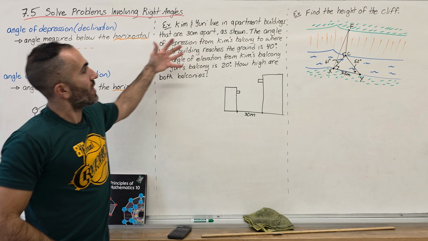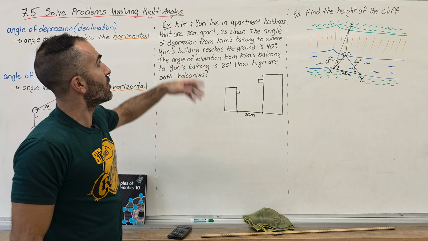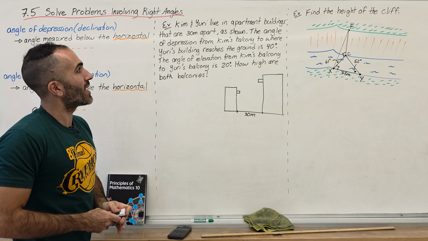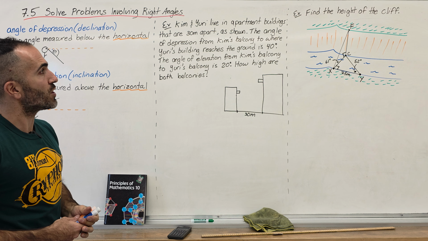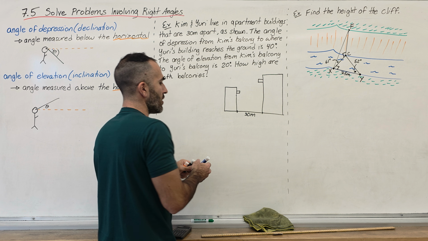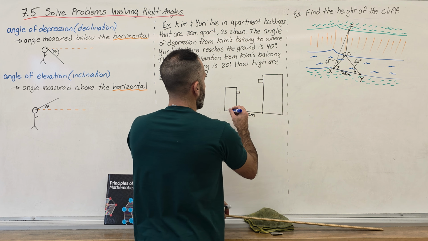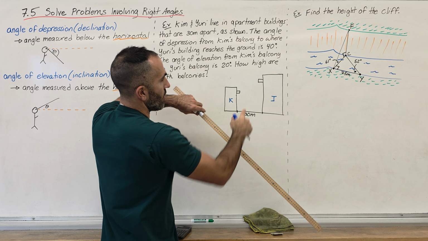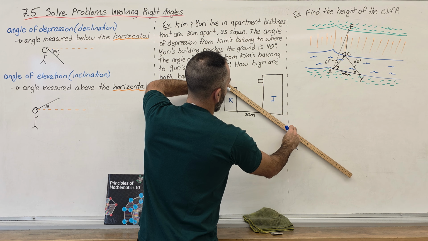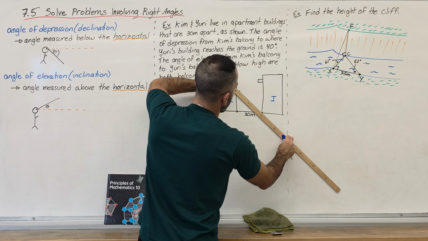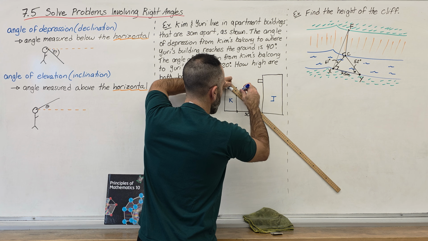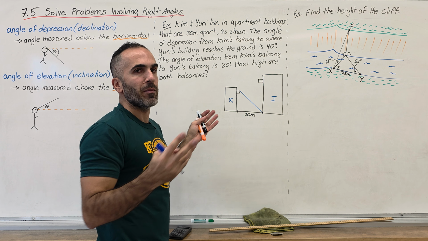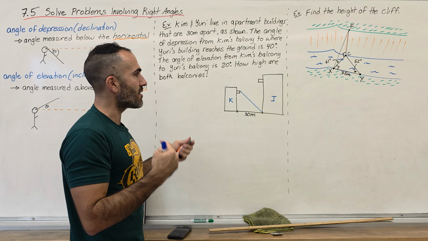So we can see how these are used in a paragraph style question like this. Kim and Yuri live in apartment buildings that are 30 meters apart as shown. The angle of depression from Kim's balcony to where Yuri's building reaches the ground is 40. So this is Kim's balcony, and this is Yuri's balcony up there. I'm going to draw this, just mind the difference in the balcony. It's still 30 meters building to building. Let's assume the balcony is like inside the building.